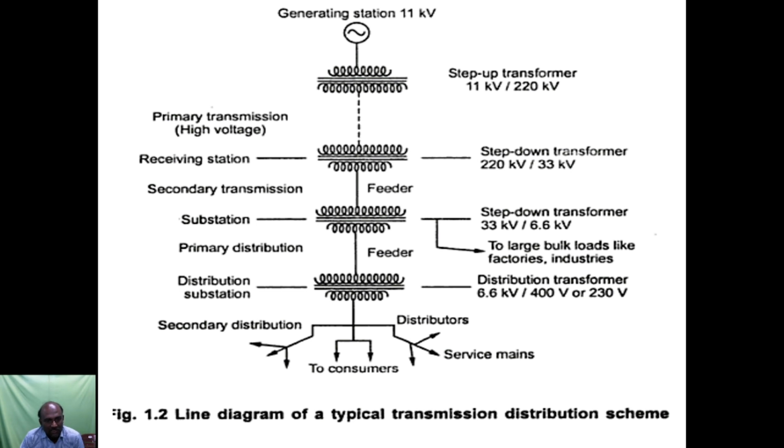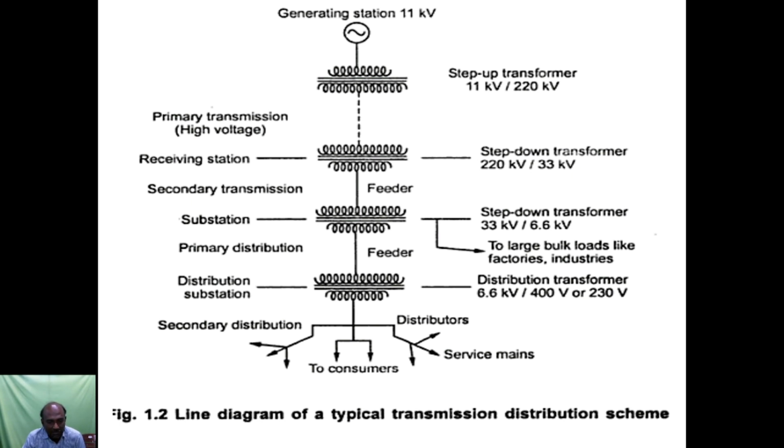The 33 kV is further stepped down in distribution, primary distribution. From the substation, we can step down the voltage from 33 kV to 6.6 kV. Directly we can take the power from this 6.6 kV to large bulk loads like factories and industries. The secondary distribution is the distribution for consumers and service lines, at voltages of 230 V and 400 V. Whether it is single phase, it is 230 V. If it is three phase, it is 400 V.